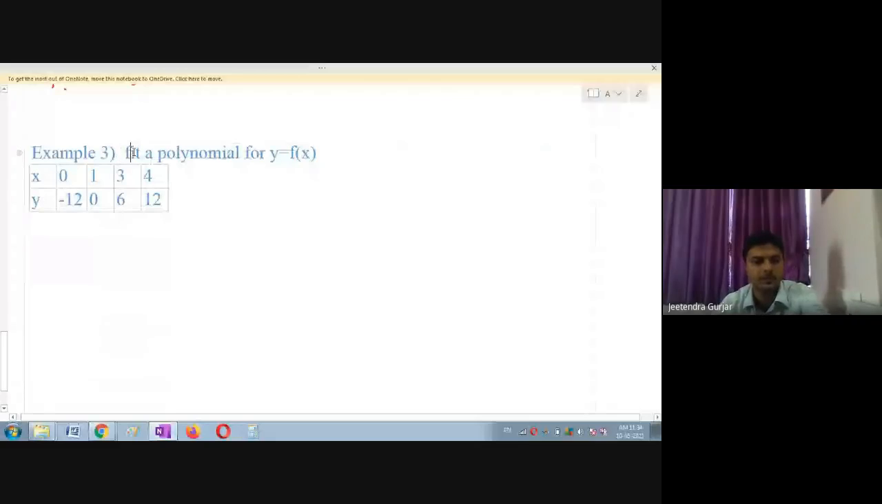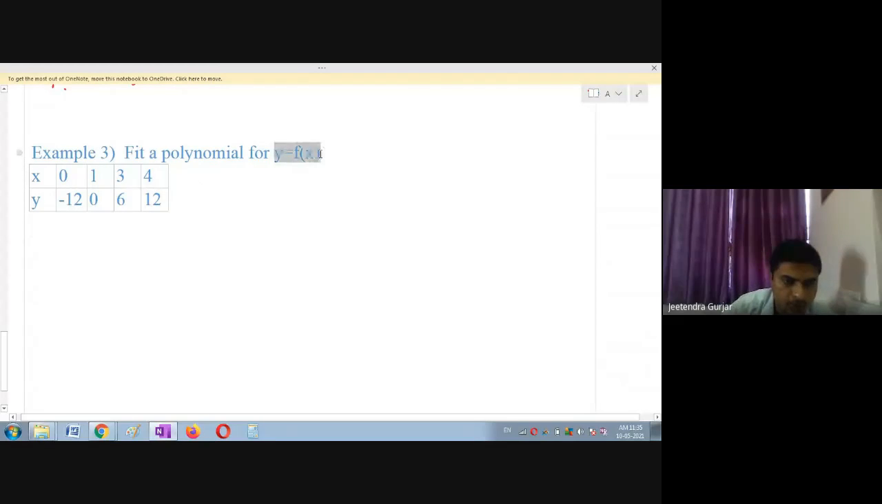In one of the exams they asked only to fit a polynomial. Y is equal to f of x is there, which means the given data looks like Lagrange's data, and you are going to use Lagrange's interpolation formula for unequal intervals. You can see the unequal interval: 0, 1, 3, 4. So this is an unequal interval. We are going to fit a polynomial only. Nothing to solve; we have to only find the polynomial. Is it clear, students?